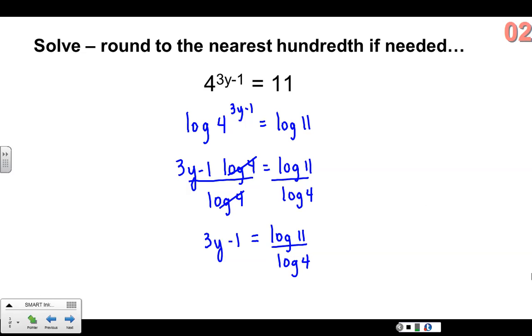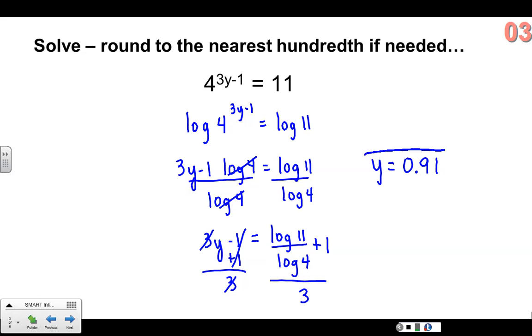Now to finish this equation out, I need to solve for y, so I would add 1 and then divide by 3. So add 1 to both sides, then divide by 3. So y equals, we're going to get 2 decimal places on it, but I'm going to do all this in my calculator at one time. So to punch that in, I will say 11 log divided by 4 log plus 1 equals, and then divided by 3 equals. So I actually got 0.91 as my solution, rounded to the nearest hundredth.